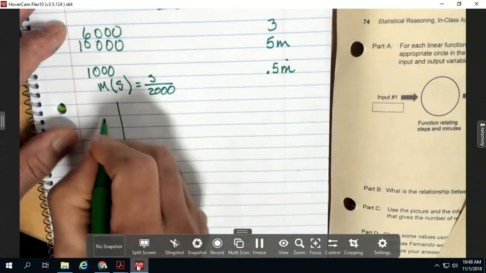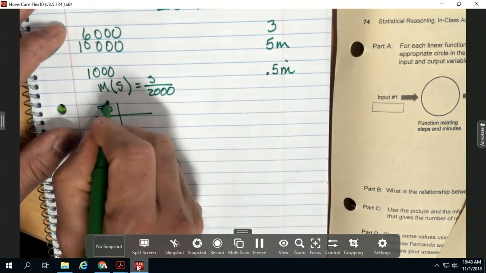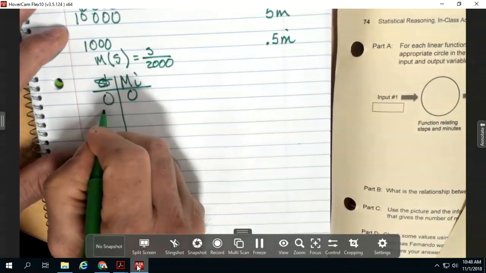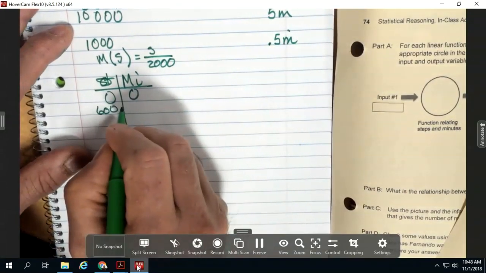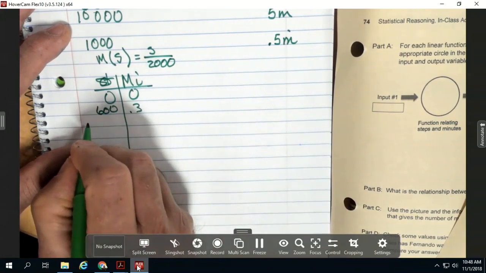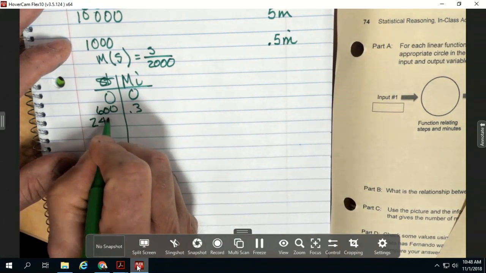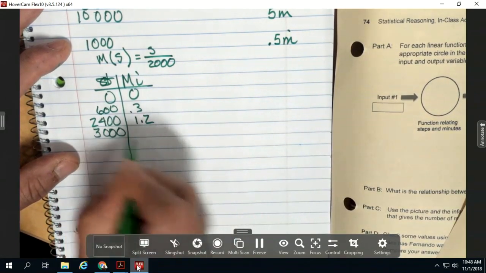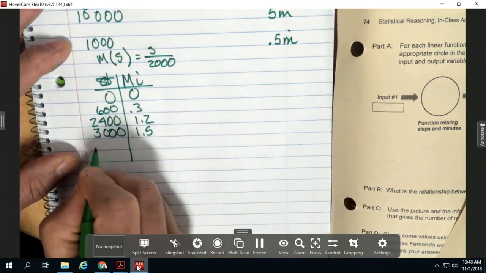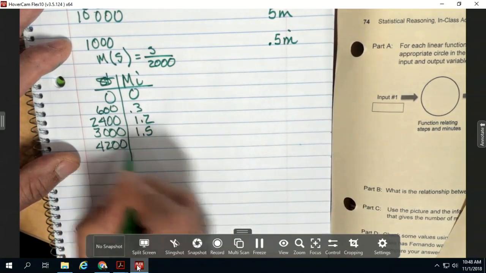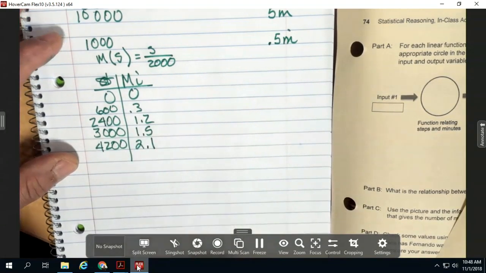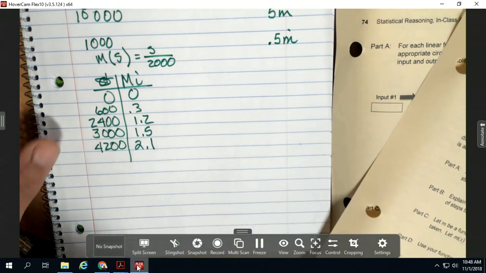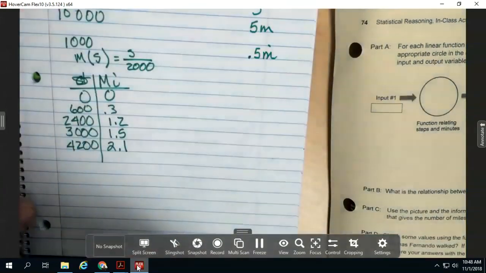So fill in the table there. Steps and miles. 0 steps is 0 miles. 600 steps? 0.3 miles. 2,400 steps? 1.2. 3,000 steps? 1.5. 4,200 steps? 2.1.